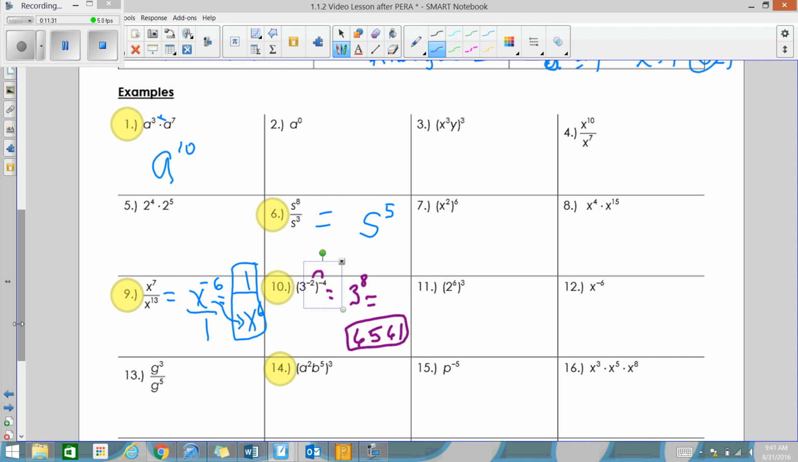And our last example before I ask you to pause this and do these on your own is number 14. Now number 14, very similar to number 10. This is a product of powers. So that means we take all of our terms and distribute this third power to all of them. When we distribute, we're multiplying our exponents. So we're going to go a to the 2 times 3 is 6, b to the 5 times 3 is 15. And that's your answer. So what I'd like you to do right now, pause this video, work on the remaining problems on these examples, and then restart it so you can check your answers, okay?